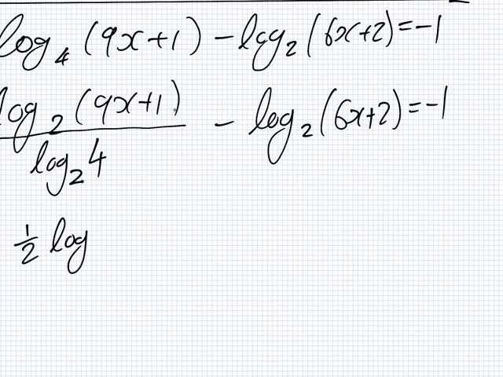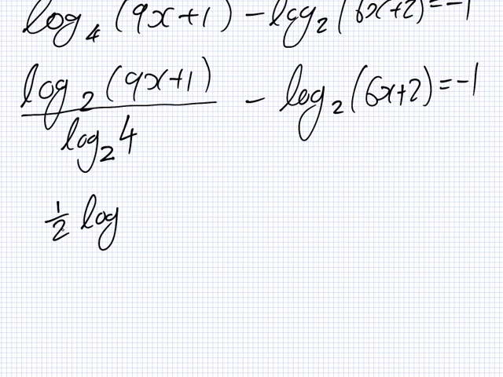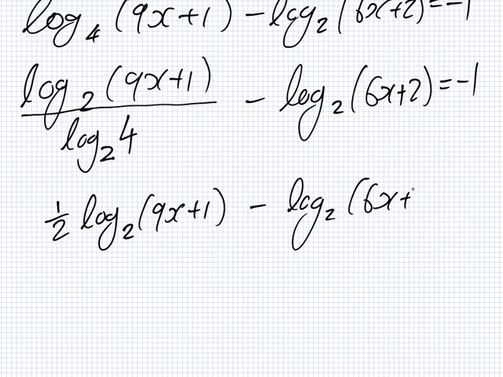Right, so as I was saying, log base 2 of 4 is 2. So this is a half log base 2 of 9x plus 1 minus log base 2 of 6x plus 2 equals minus 1. Can I use the second rule now? No. Why not? Why can't I use the second rule?